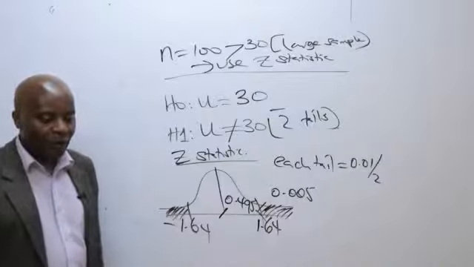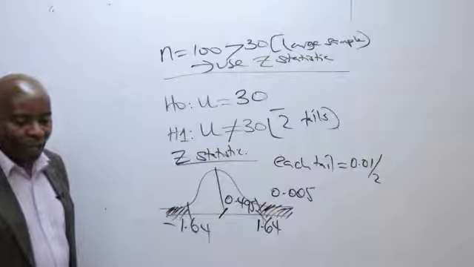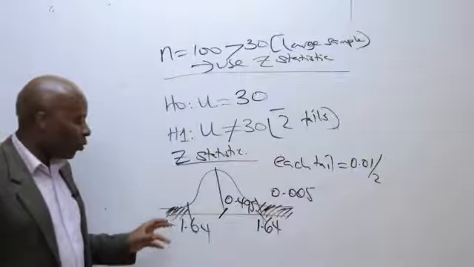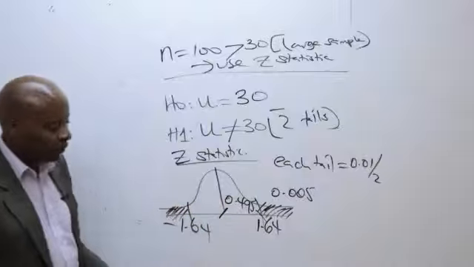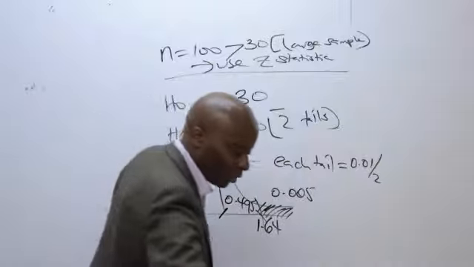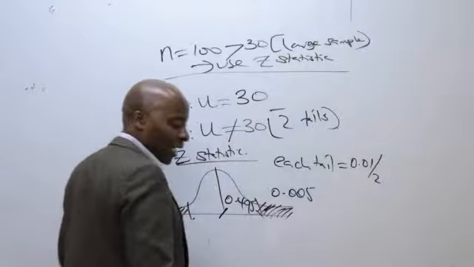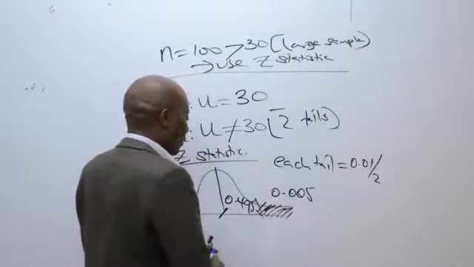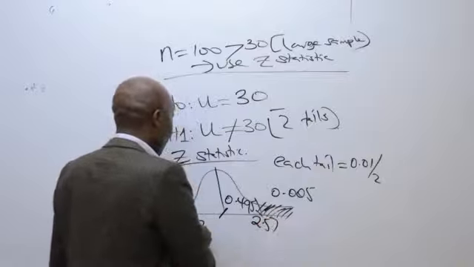2.57 seems popular. Please, Nancy, just check it out. 0.495 is quite close to 2.57. So 2.57 carries the day, and the other tail is negative 2.57.